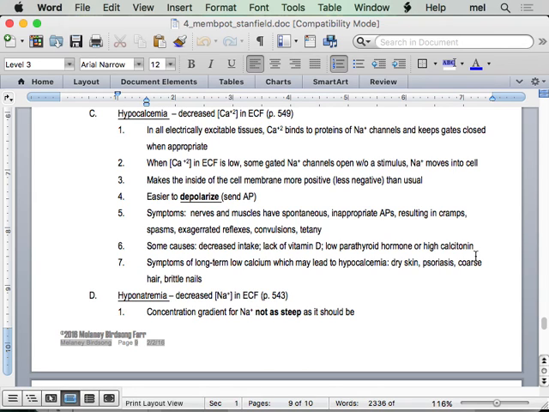So symptoms of long-term low calcium that could lead to these hypocalcemia symptoms: dry skin, psoriasis, coarse hair, brittle nails, which unfortunately are also symptoms of living in Utah. So I don't think that we're all hypocalcemic. We're just all in the desert.